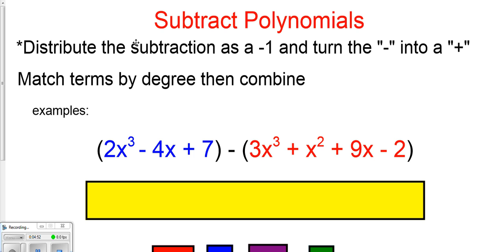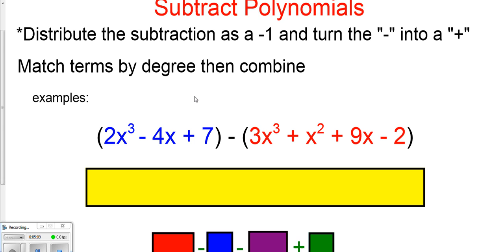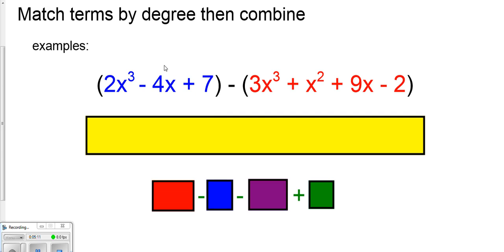So the first thing I want you to do when you are subtracting polynomials, distribute the subtraction as a negative 1 and turn all of the minus signs into plus signs, and all the plus signs into minus signs. Then again, you're just matching the terms by degree and combine. So, again, I have a polynomial in blue minus my polynomial in red. First thing I want you to do, take this negative, distribute to each piece.